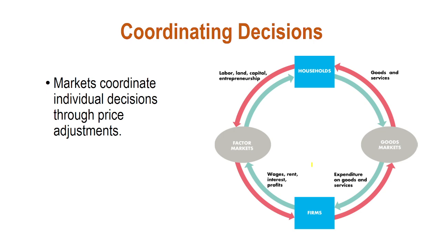Coordinating decisions that take place through price adjustment. What is the meaning of this in this context? In the market economy, prices play a very important role in coordinating the decisions of buyers and sellers. But how does it take place?